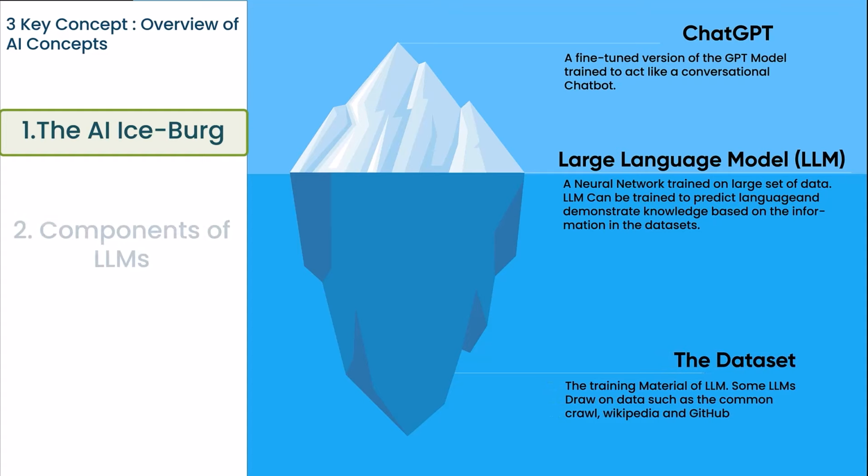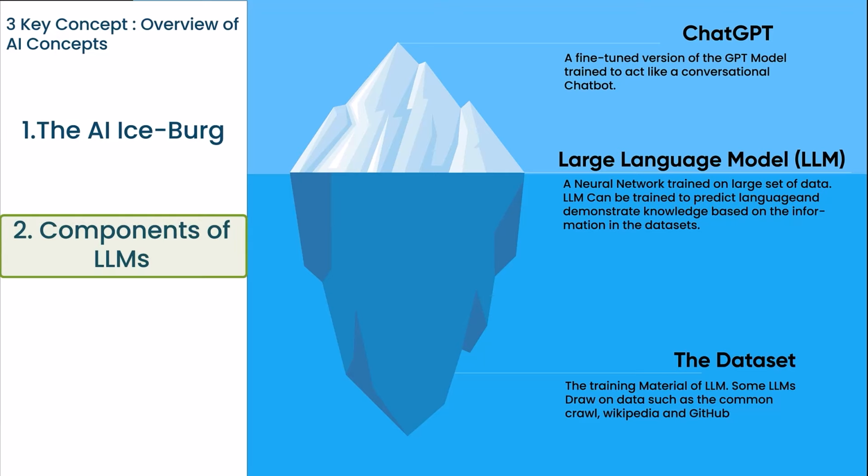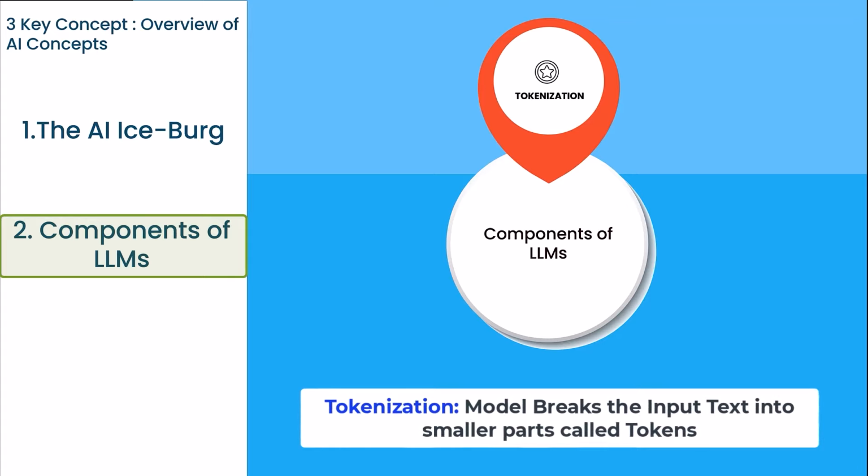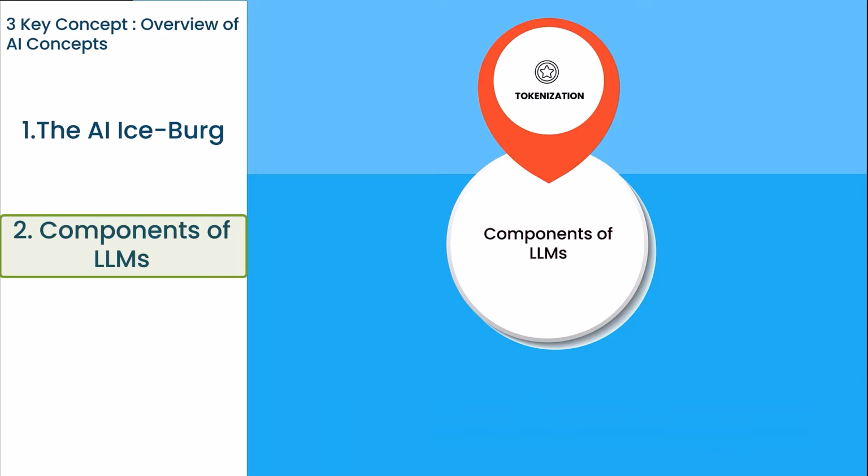Next is key components of LLMs. All right, now that we've seen the iceberg, let's zoom in on the middle layer, those large language models. LLMs like ChatGPT rely on 6 key components to work their magic. Let me break it down for you step by step. Tokenization. First, the model breaks the input text into smaller parts called tokens. Think of it like slicing a pizza into bite-sized pieces. So much easier to handle, right?